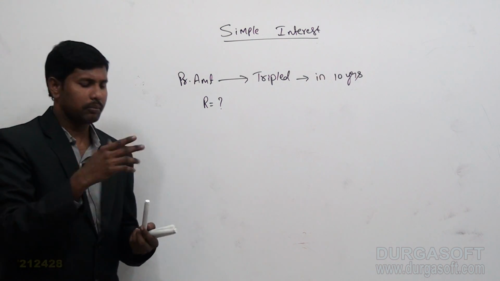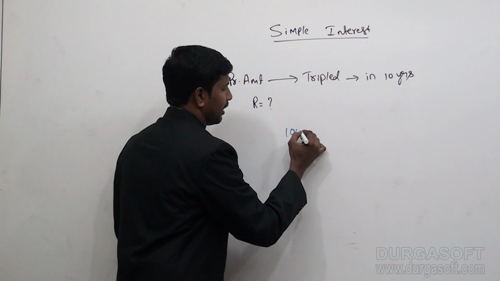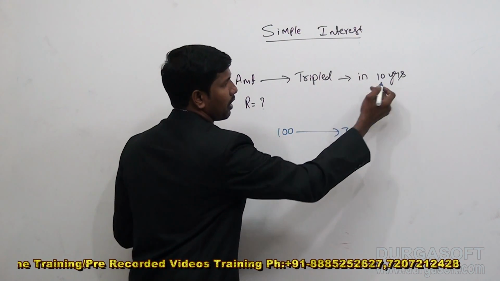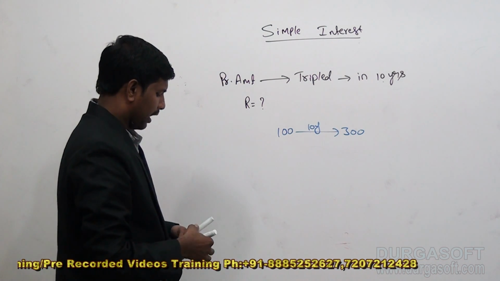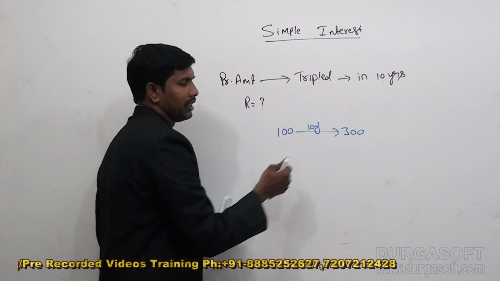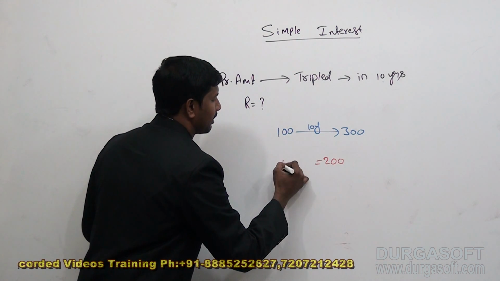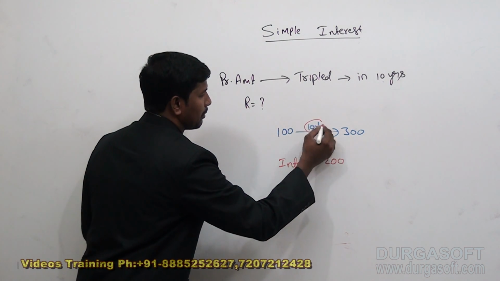Now let's see how simply we can answer this. If I take 100, that will become, so triple means 300. In what time? In 10 years. Actually I am having 100, but now it is 300, means we added 200 rupees interest. So how much interest? 200 interest. In what time? 10 years.